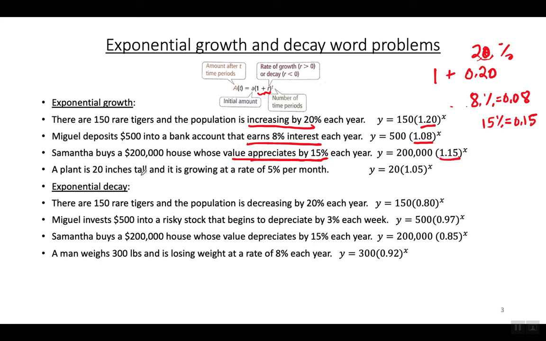A plant is 20 inches tall and it is growing at a rate of 5% per month. It's growing. 5%, when you change it to a decimal, it becomes 0.05 because you're moving the decimal point 2 times to the left. And when you add that 0.05 to 1, you get 1.05. Right? That is not difficult.